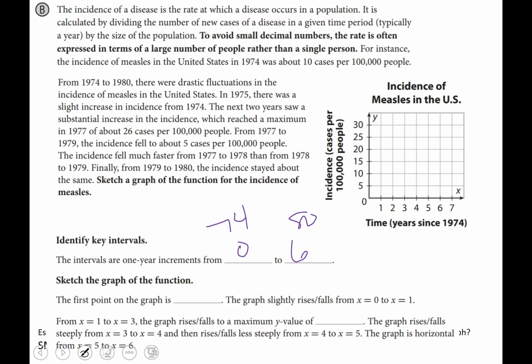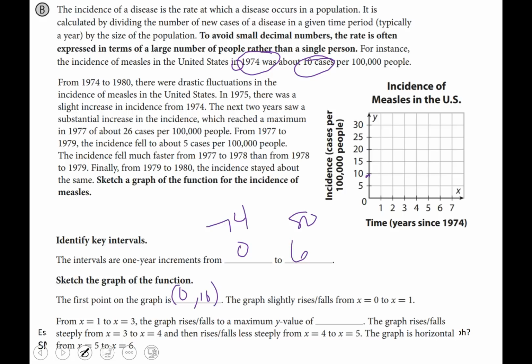We're going to sketch the graph of the function. The first point on the graph is, and it's said right in here, 10 for 1974, which is year 0. So it's going to be 0, 10. So I'm going to mark that point on the graph. Sorry, my pen does not mark points very well. It erased it.